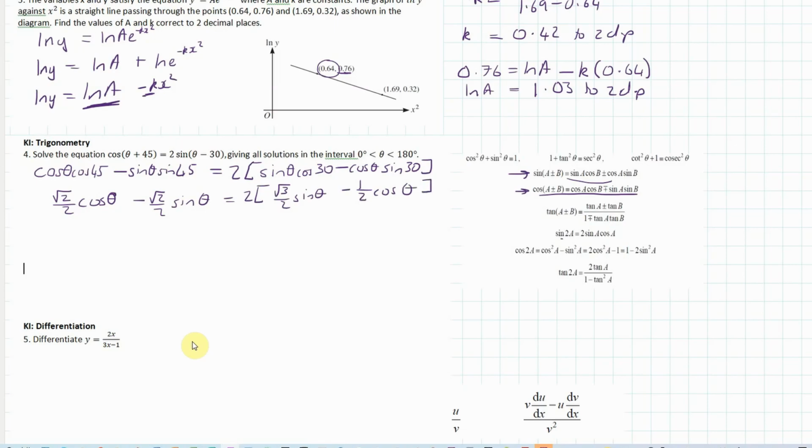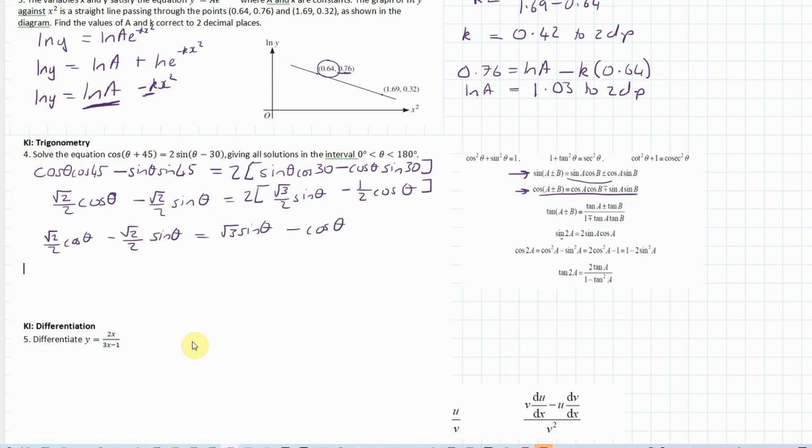Okay, now we'll expand the bracket in the next line. So I've got square root 2 over 2 cosine theta minus square root 2 over 2 sine theta equals square root 3 sine theta minus cosine theta.